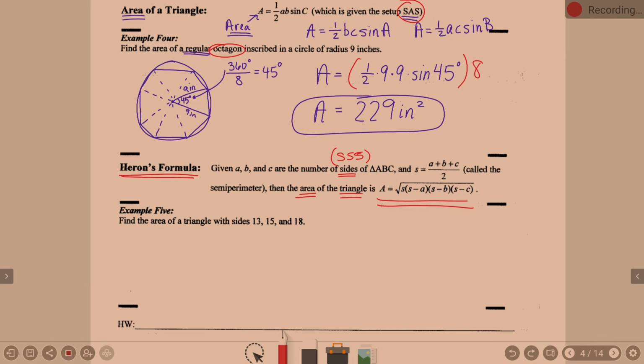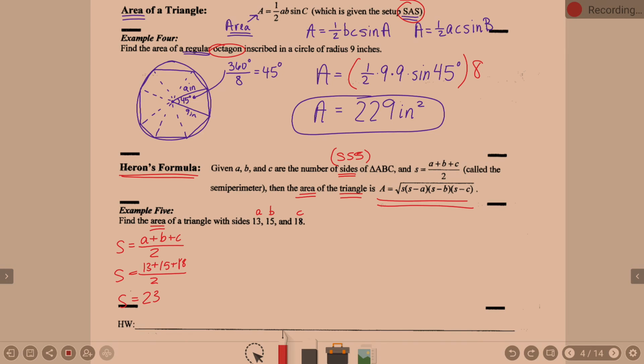Okay, let's use it. Find the area of a triangle with sides 13, 15, and 18. What are 13, 15, and 18 in my formula? A, B, and C. Before you set up your formula, you should also probably find your S. How do we find S? A plus B plus C divided by 2. So 13 plus 15 plus 18 divided by 2, and it's what? 23. Okay. Set up your formula now.